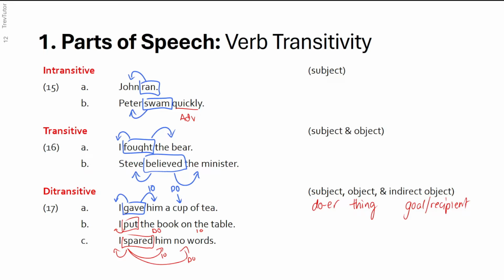So IO versus DO. And ditransitives typically have two structures. Usually it's something like gave X to Y, or we can say gave Y X. So in this case of gave X to Y, it's going to be direct object and indirect object. But if we don't have that "to" there and we swap the order, you're giving the indirect object the direct object. So I gave the book to Charles versus I gave Charles the book.